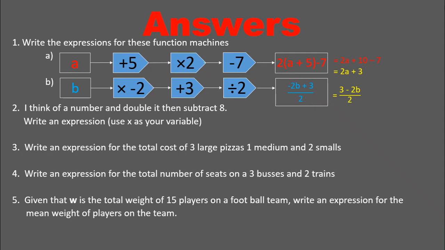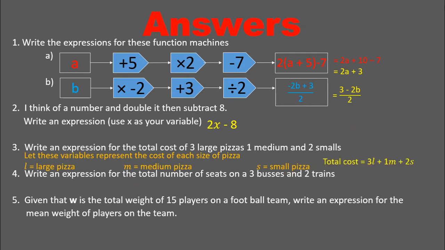For question 3, first I hope you made a let statement to make it clear. I used the letters L for a large pizza price, M for a medium pizza price, and S for the small pizza price. And my expression, it can't be simplified because they are not like terms. Don't group them together. Question 4, again, our let statement. We don't know how many seats there are on a bus or how many seats there are on a train, but using these variables, we can write the expression.